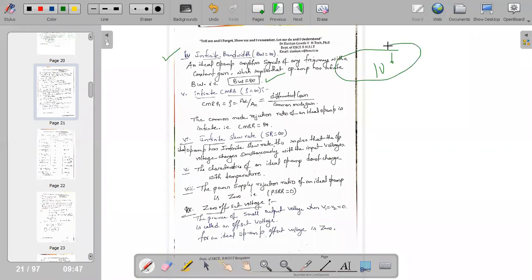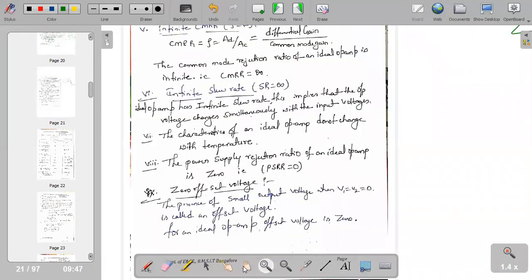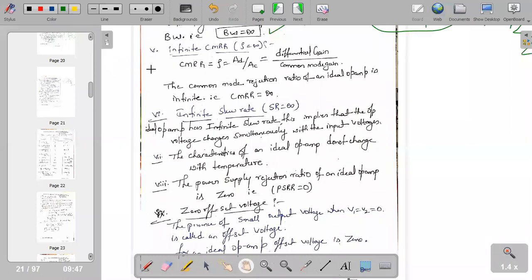Now the common mode rejection ratio. Whenever both the inputs of an op-amp receive a common signal, which can be noise, that noise is eliminated at the output. So ideally the value of the common mode rejection ratio is very large. Ideally it is infinity. Practically it is a very large value.